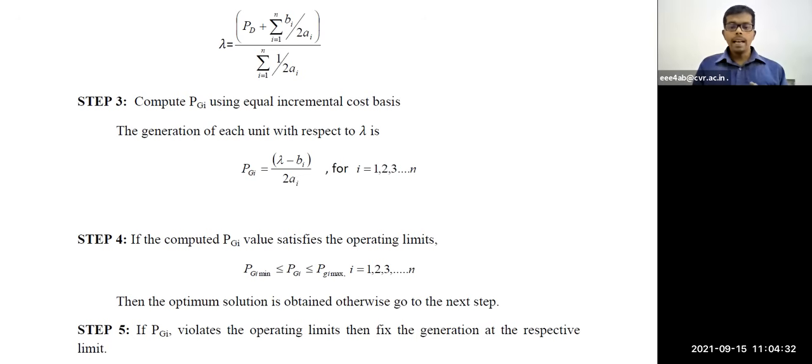And as I already said, the tolerance limit: how much is the tolerance limit? Plus or minus 5% only is allowed.